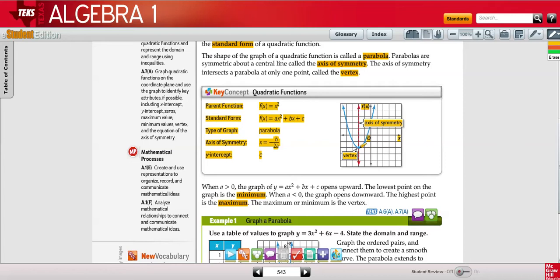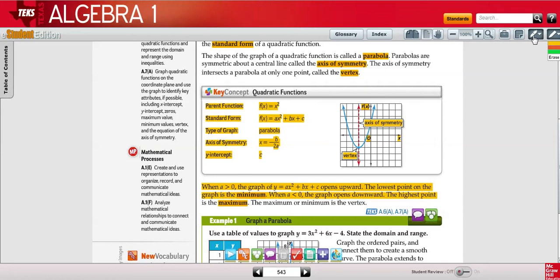So what we just learned right now is this actual vertex is an important point. It tells us not only the axis of symmetry, but it also tells us our maximum or minimum point. I want you to write this down in your Cornell notes. When a is greater than 0, the graph opens upward. And then I also want you to write down when a is less than 0, the graph opens downward.